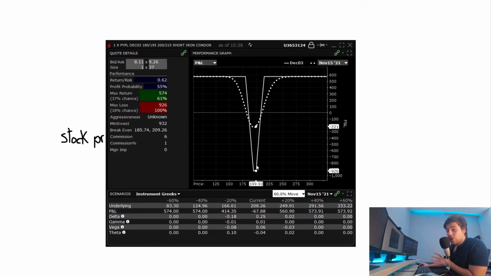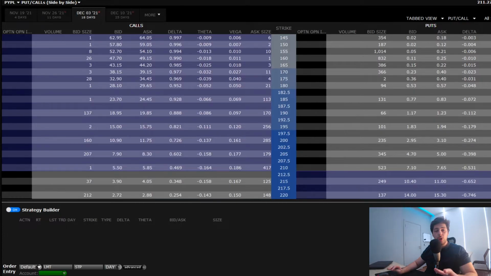If the stock does not move at the expiration date, your maximum loss will be $926 and your maximum profit potential is around $600, and that's when it goes above $215 and goes below $178. So now we're done with the scenarios that you can face. We're going to explain more advanced stuff.